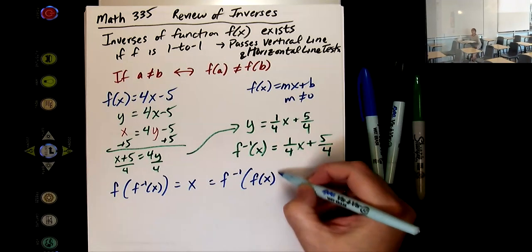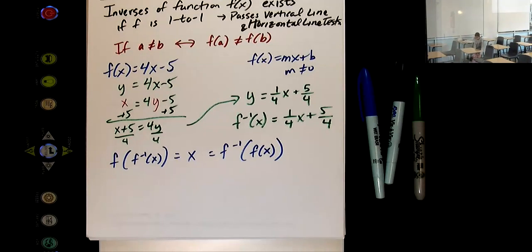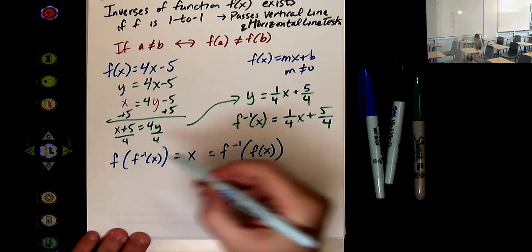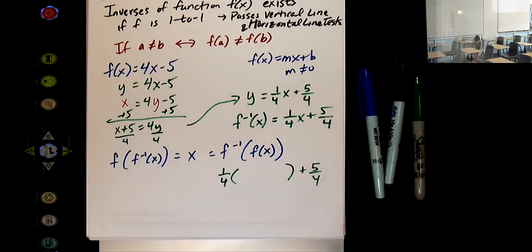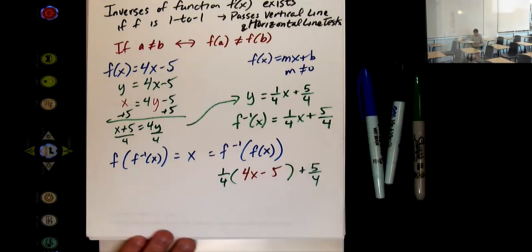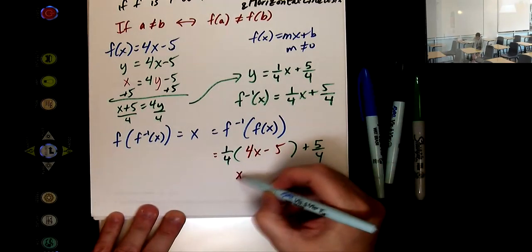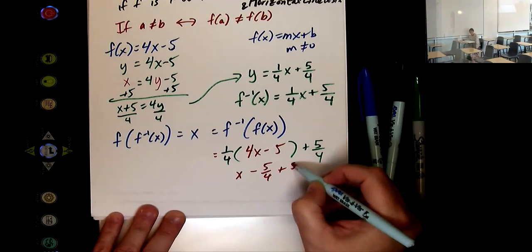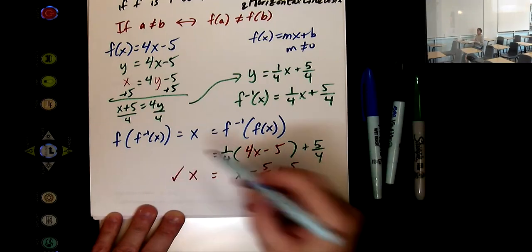If you take a function f and you put it in f inverse, you get x. So 1/4 x plus 5/4, that's my f inverse function. If I take f of x and put it in there, I get x minus 5/4 plus 5/4. And that does equal x. So they're inverses.